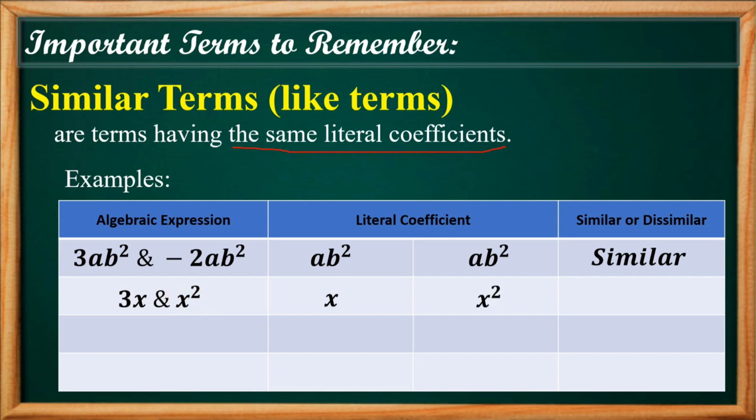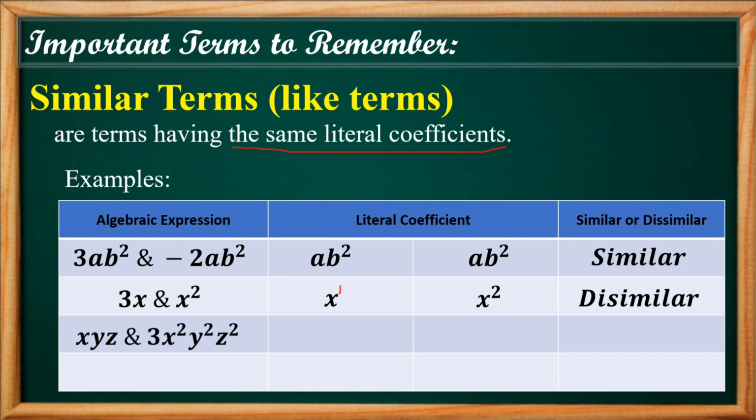Now, tingnan ninyo. Magkapareho ba ang kanilang literal coefficient? Pareho silang x, pero magkaiba ang exponent. Sa first term, ang exponent niya is 1. Dito naman sa pangalawa, ang exponent niya is 2. Therefore, hindi magkapareho, then it is dissimilar. Kasi hindi the same ang literal coefficient. Always remember, the condition is the same literal coefficient.